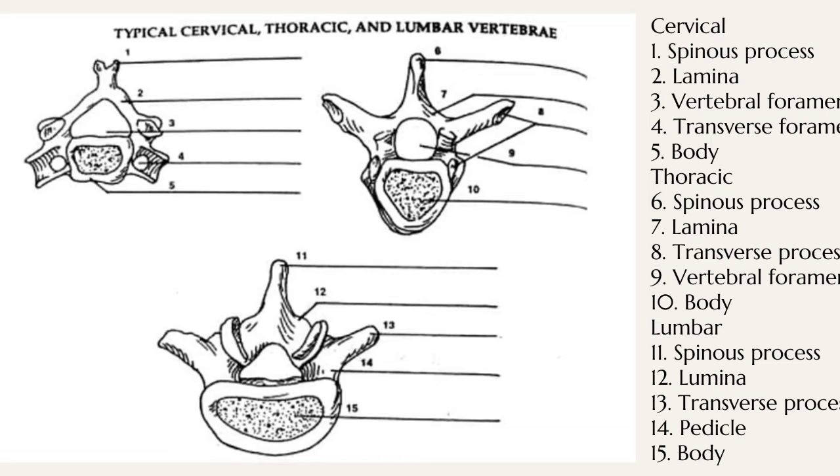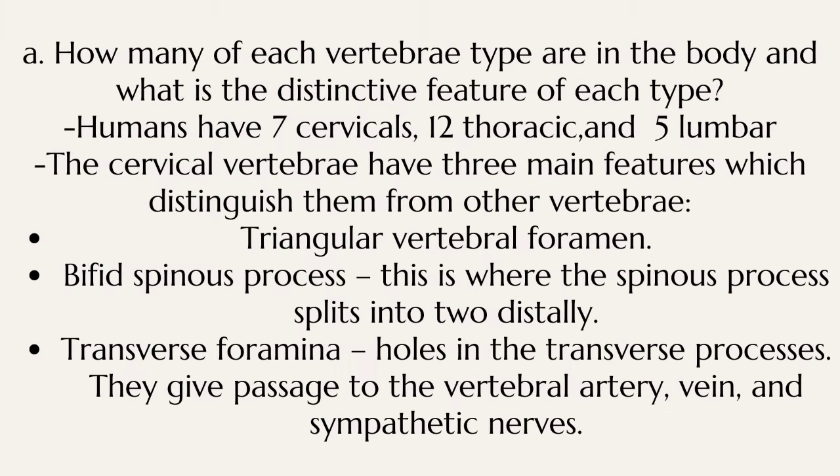The pedicles also serve as a bridge joining the front and back part of the vertebra. Then number 15 is the body. So the spinous process, lamina, transverse process, and body are the same as what I've said in the cervical. So the questions: number 1, how many of each vertebrae type are in the body and what are the distinctive features of each type?